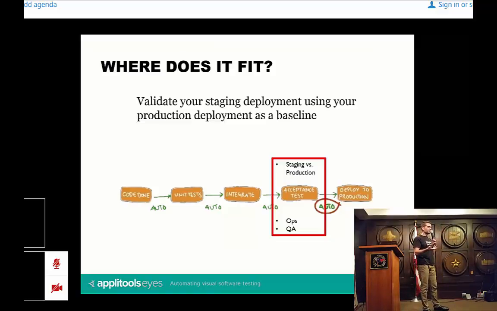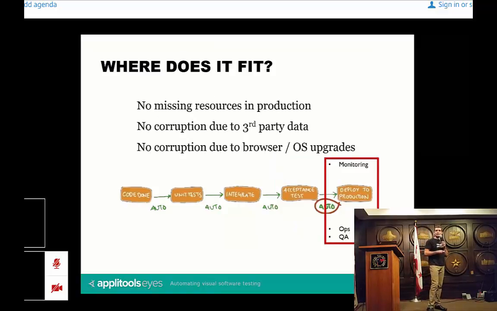And of course, there are many teams that use visual testing also in production to monitor their live production environments. It is useful if you don't have time to test before releasing. It's useful to make sure there are no missing resources in your production environment. If you depend on third-party data or components, and they change or break, you immediately see that. And of course, if the OS upgrades or the browser upgrades, you immediately catch that and you can handle it if it breaks anything. So with that, I conclude my talk.